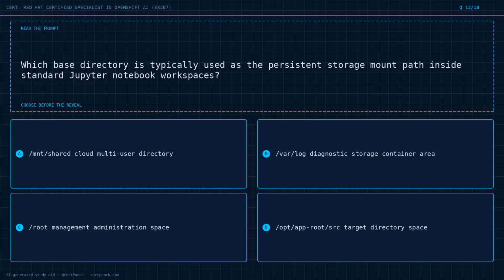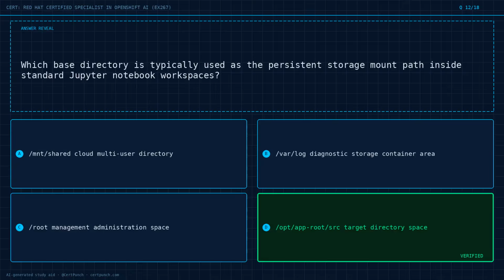Question 12 of 18. Which base directory is typically used as the persistent storage mount path inside standard Jupyter Notebook workspaces? Option A, /shared cloud multi-user directory. Option B, /var/log diagnostic storage container area. Option C, /root management administration space. Option D, /opt/app-root/src target directory space. Make the call before the reveal.